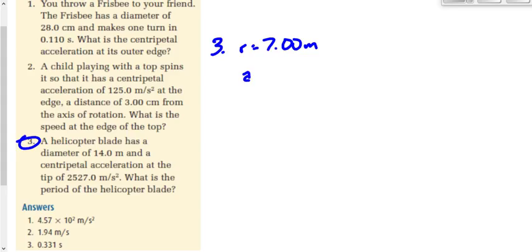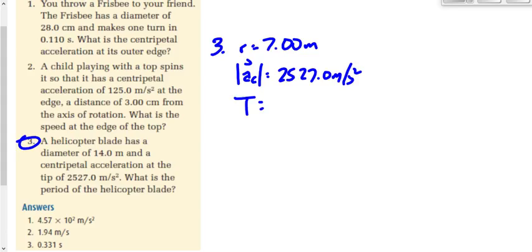The centripetal acceleration directed toward the center is 27.0 meters per second squared. That's pretty high as well, right? That's about 253 Gs. Divide that by 9.81, 253 Gs. You don't want to experience that either.